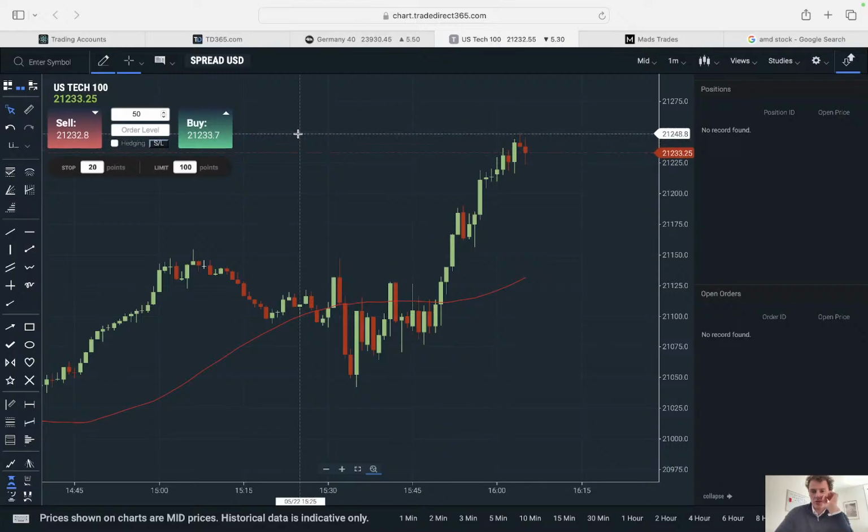Could also be a quick short position. But again, we're going with the trend here. Let's see.